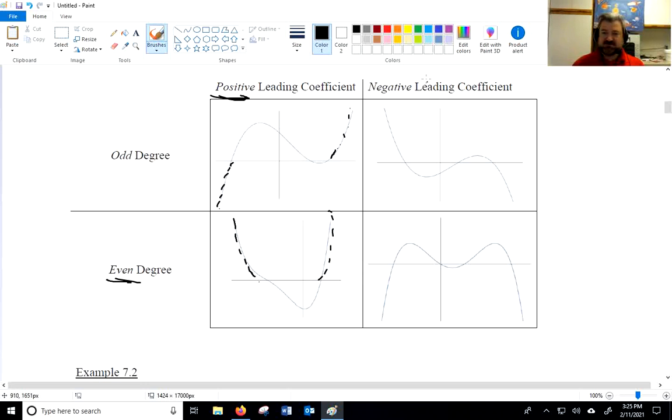Now, if we have a negative leading coefficient, these ends just flip. The left now goes up and the right goes down. And then, of course, even degree, both sides go down here.